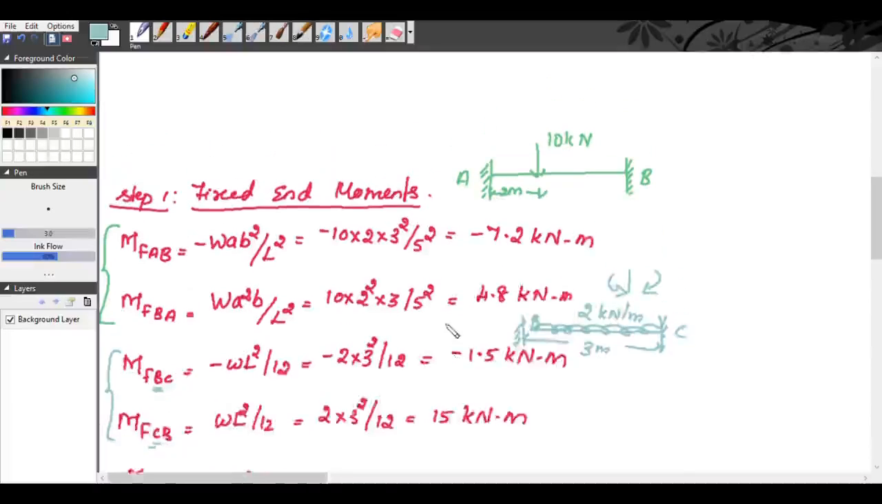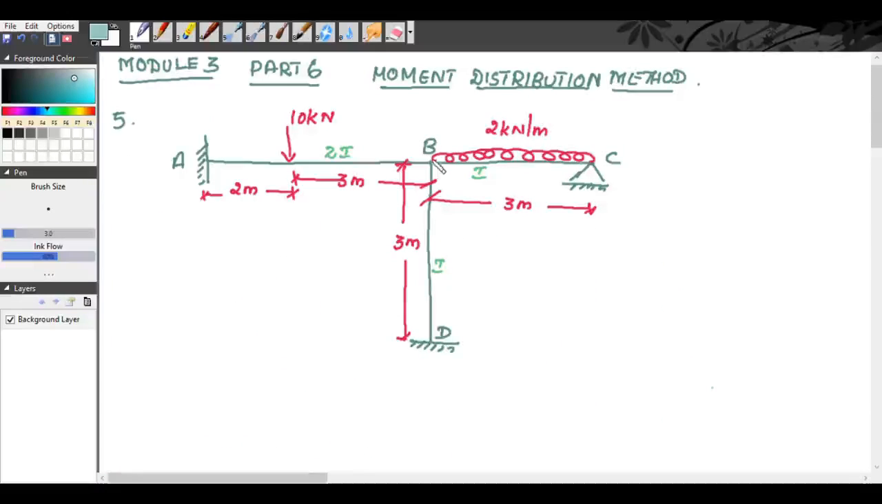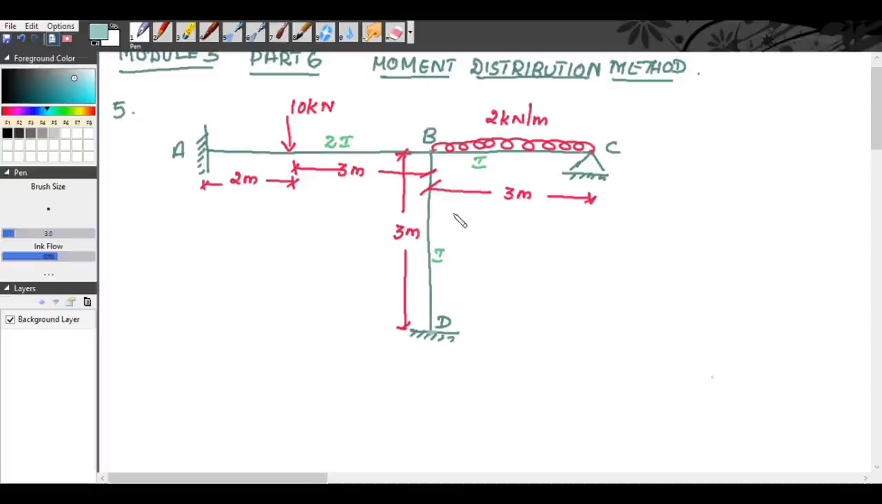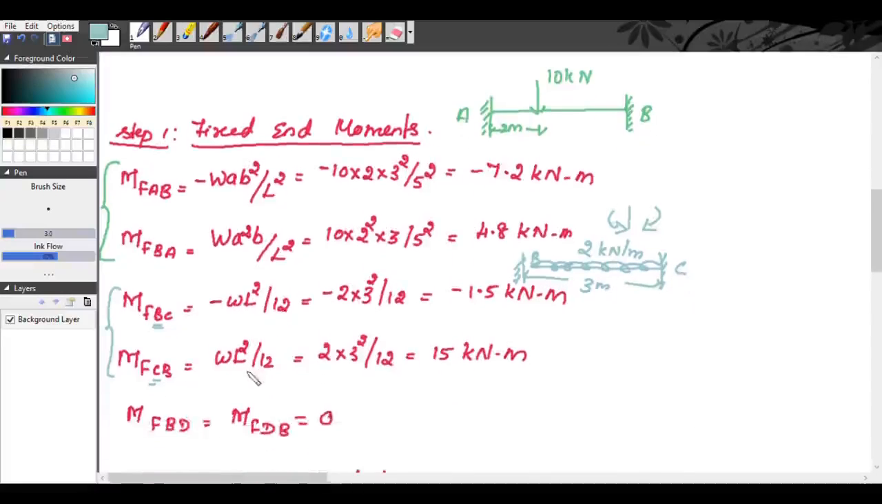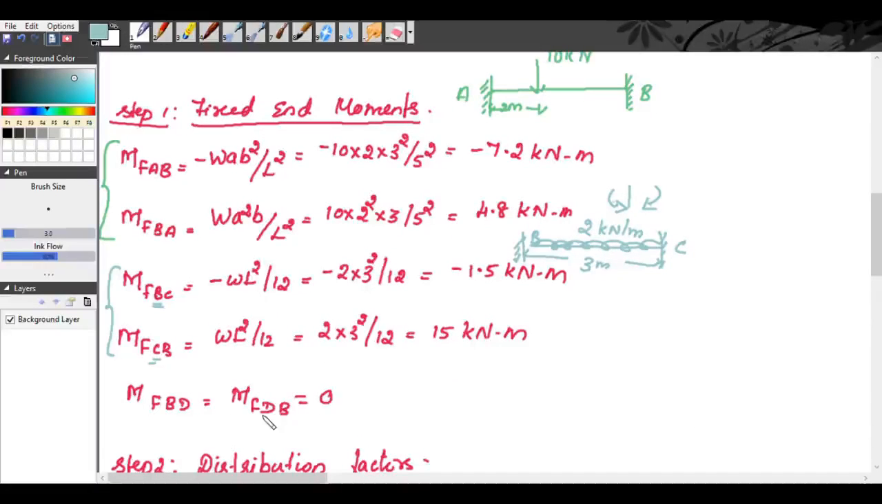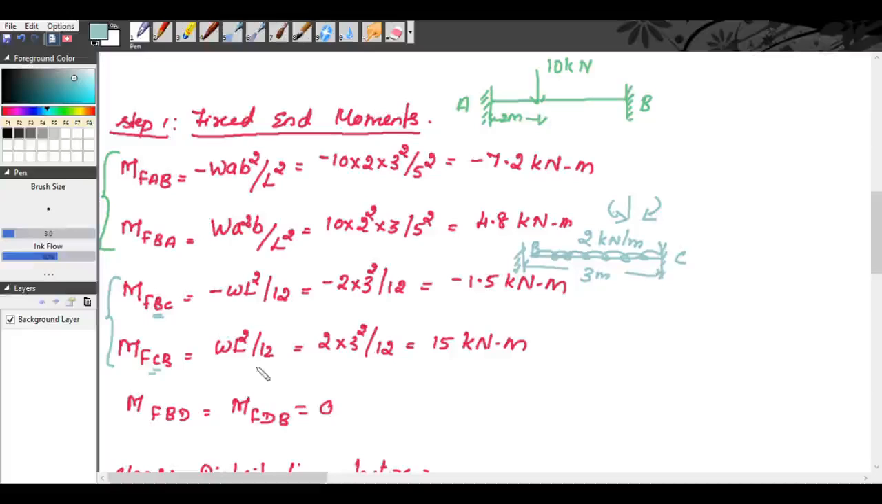Now we will move on to the next span. Our next span is BD. So BD does not have any external loads. That means the fixed end moments at B and D are equal to 0. M of BD and M of DB is equal to 0. So we have written here M of BD and M of DB is equal to 0. So the first step is over.